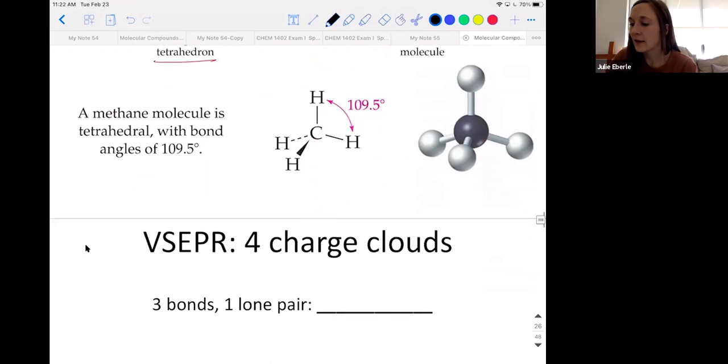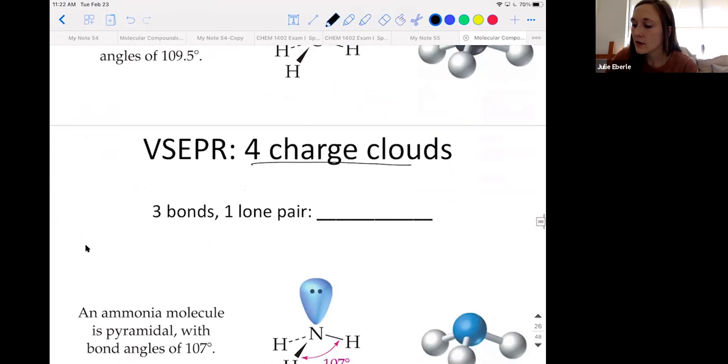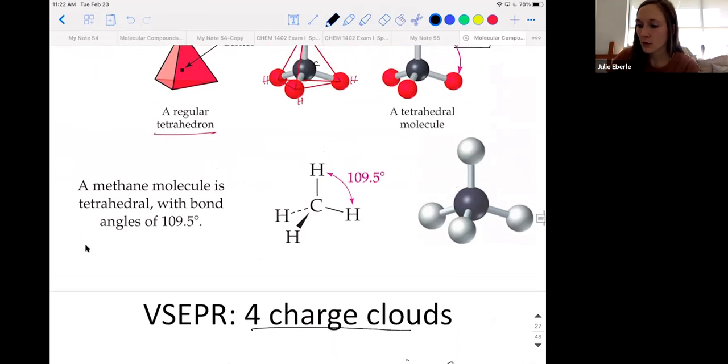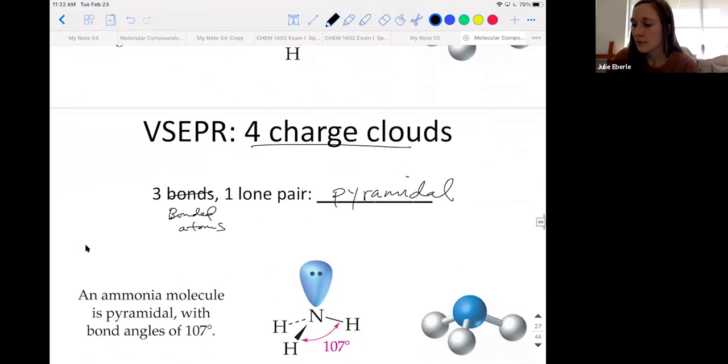Another way that things can add up to 4 charged clouds is 3 bonded atoms and 1 lone pair. We call this pyramidal. Again, don't get confused that I was using the word pyramid up there with the tetrahedron. Pyramidal is 3 bonded atoms, 1 lone pair. Nitrogen is a great example. Anything in main group 5 often, not always, but often is pyramidal in geometry.